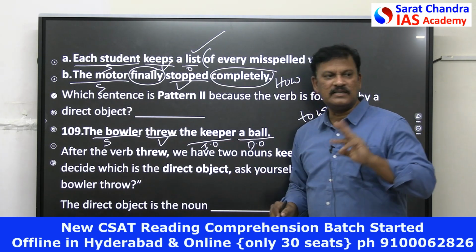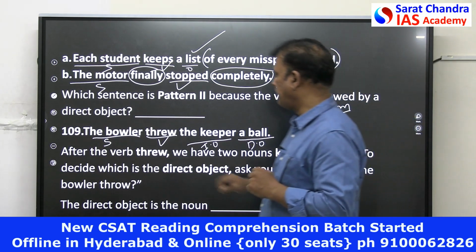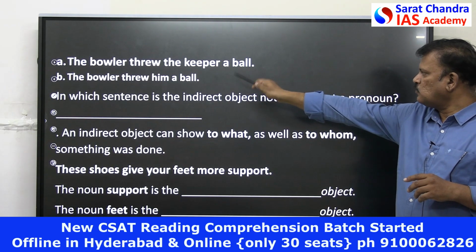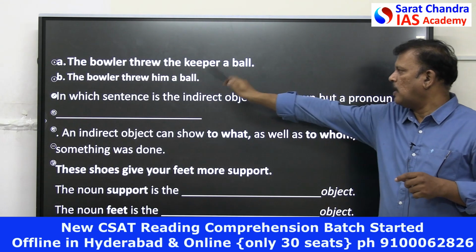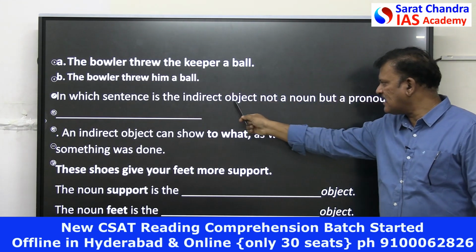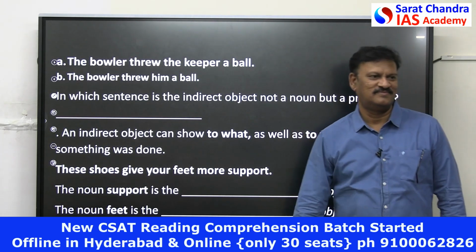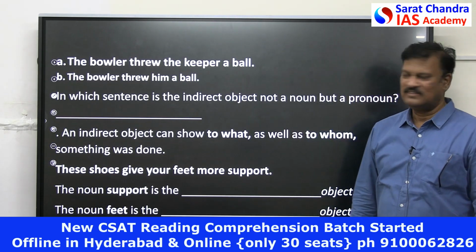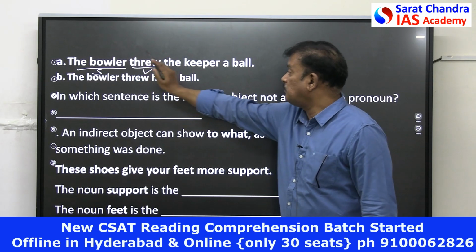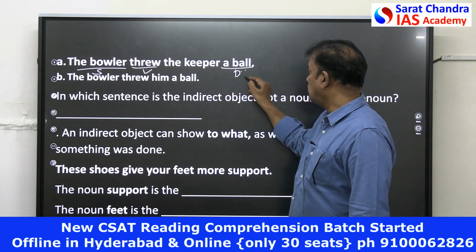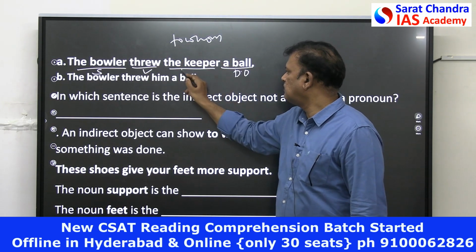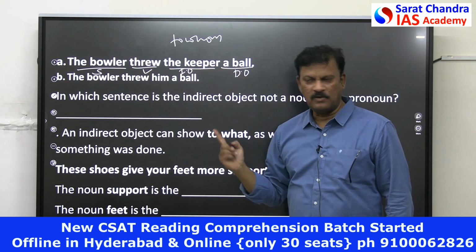Now we are moving to the third pattern. Okay. Now, the bowler threw the keeper a ball. The bowler threw him a ball. In which sentence is the indirect object not a noun but a pronoun? Then I do this. So, the bowler threw what? To whom? To whom? Indirect object. Same. Go to the next one.